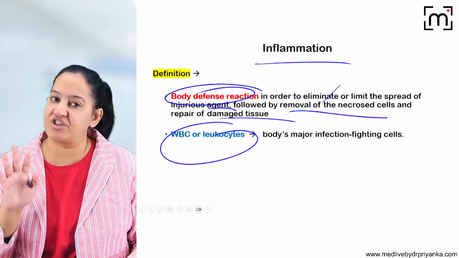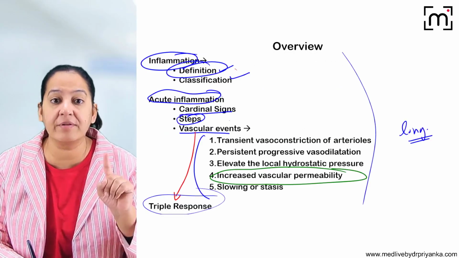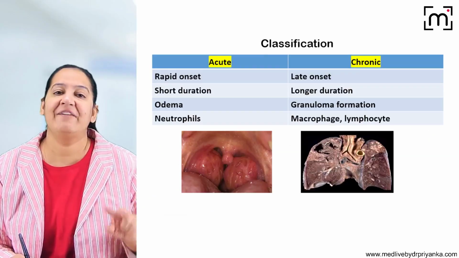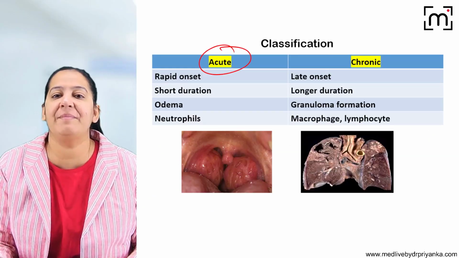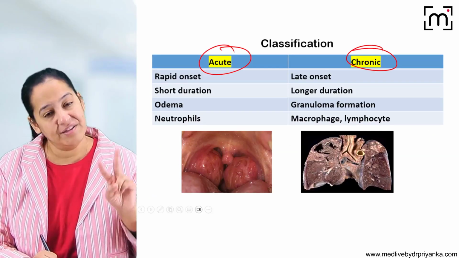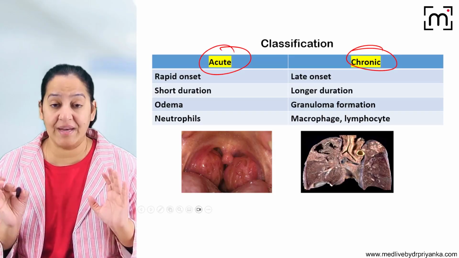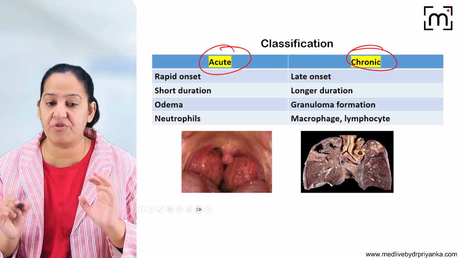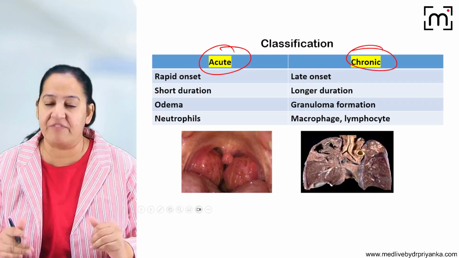Now coming to the classification. We already saw the definition. Now coming to the classification of inflammation. Inflammation is of two types: acute inflammation and chronic inflammation. There are two types of inflammation. Now you can understand the differences between acute and chronic inflammation better if you take one example.